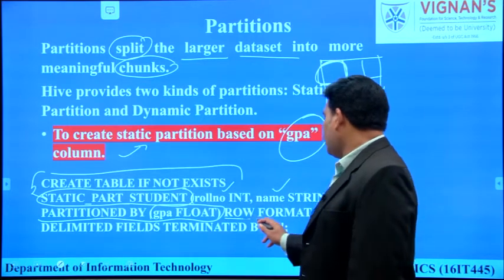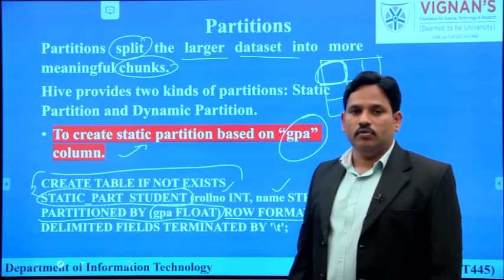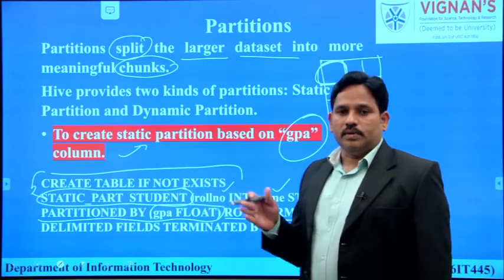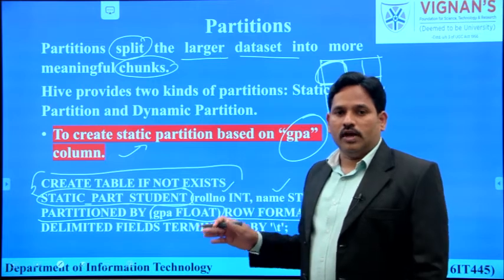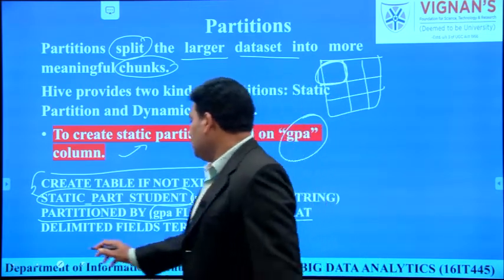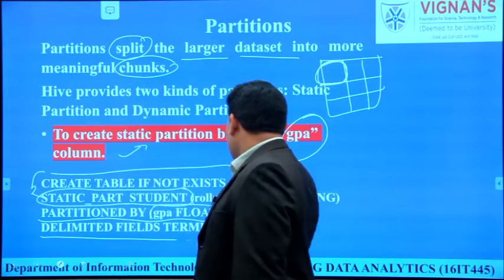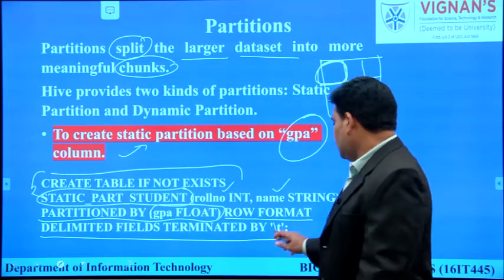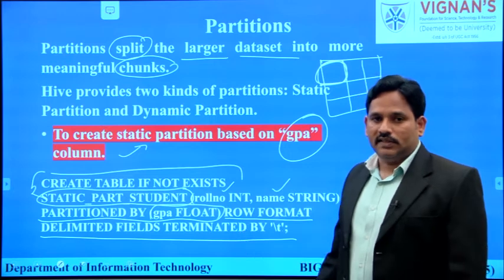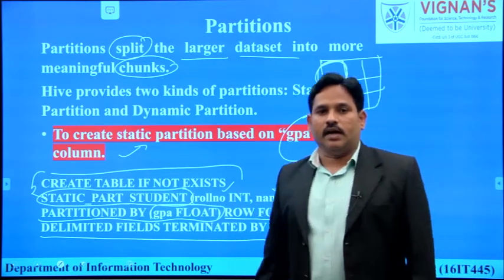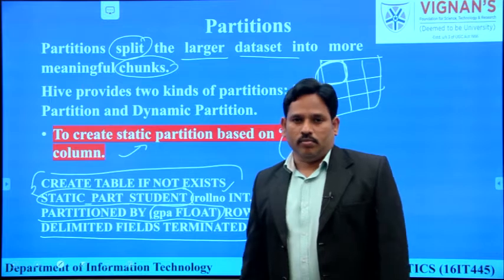Now in which format are we partitioning? We are partitioning in row wise format. That means a specified number of rows based on the GPA value are going to be used. And now what are the delimiters? For every row, every row is going to be terminated by using a tab symbol, that is \t. So this is the basic syntax to create a static partitioning on a table.